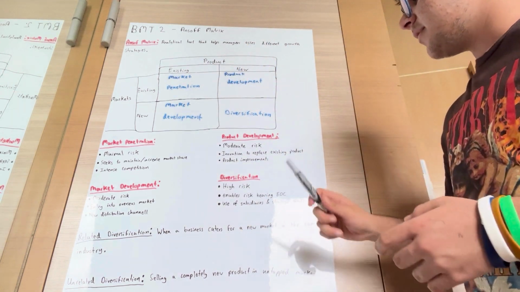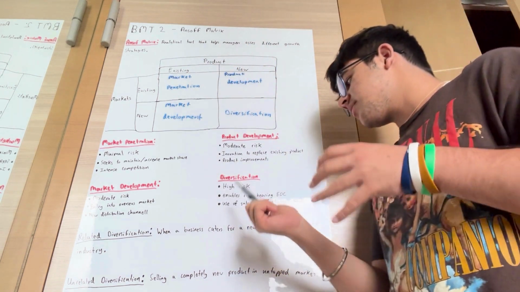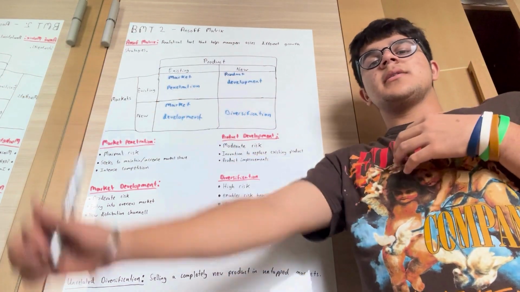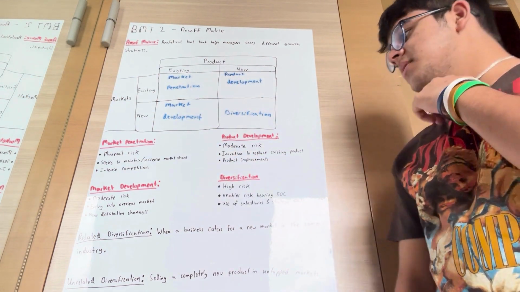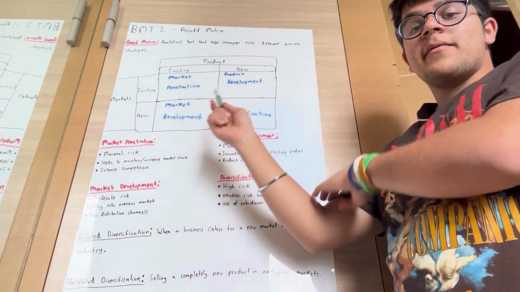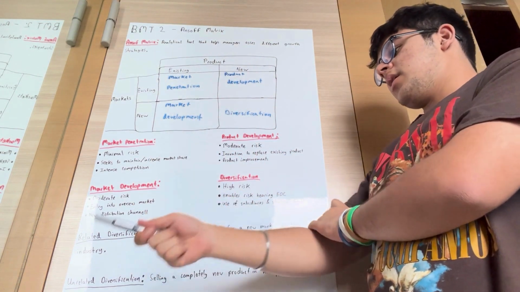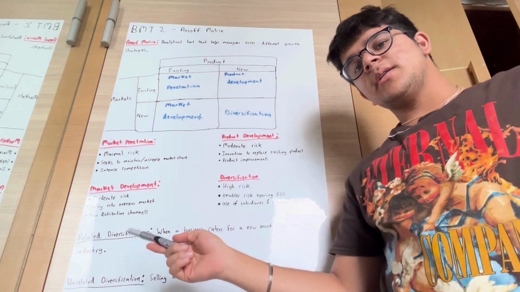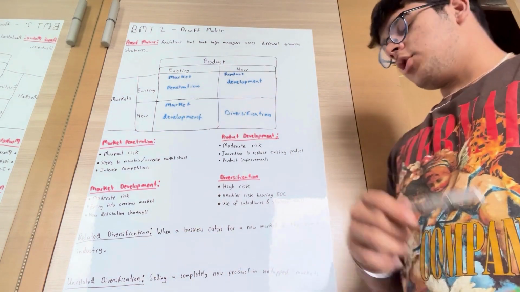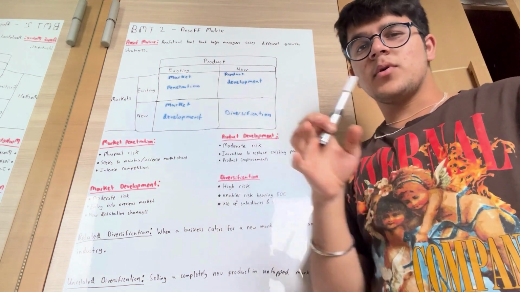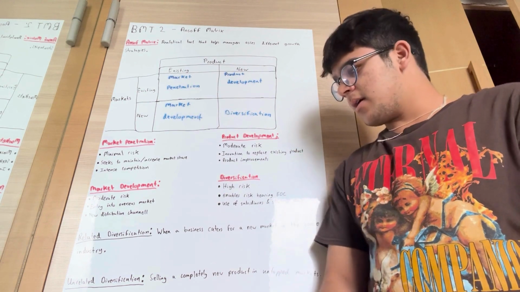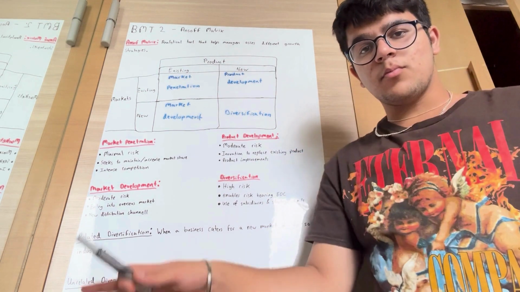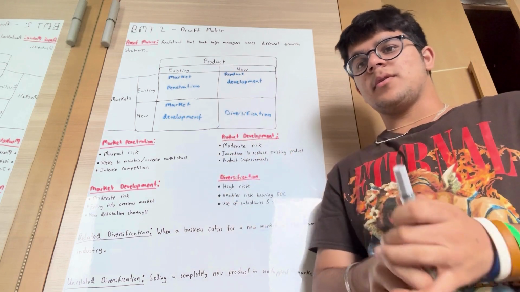So with diversification, you basically use your subsidiaries and your strategic business units in order to diversify into other spaces. Now, when it comes to diversification, you have related diversification and unrelated diversification. Related diversification is when a business caters for a new market, but you're still in the same industry. And then unrelated diversification is a completely new market in a completely new industry.